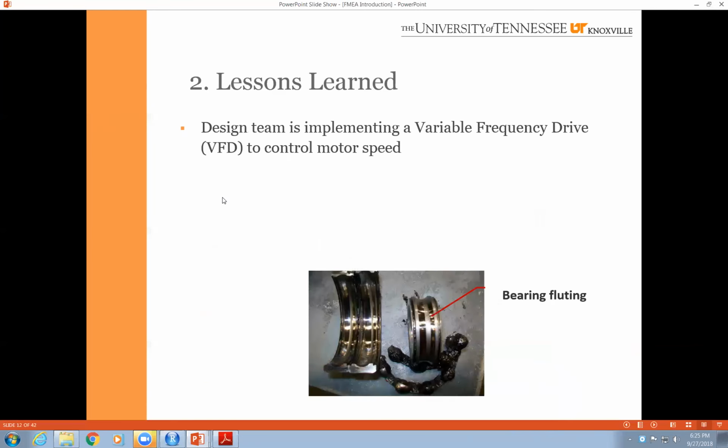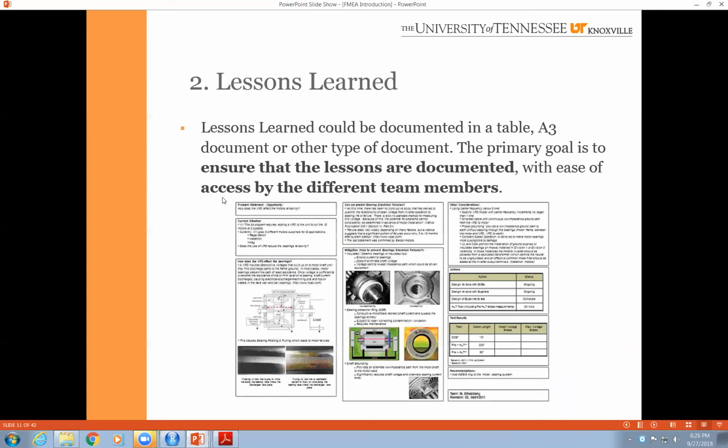Just a couple of examples you can go through, but basically you can document it in databases, in A3 format, something like that. Tables that people have access to, so they can go to and understand what happened in the past as well.